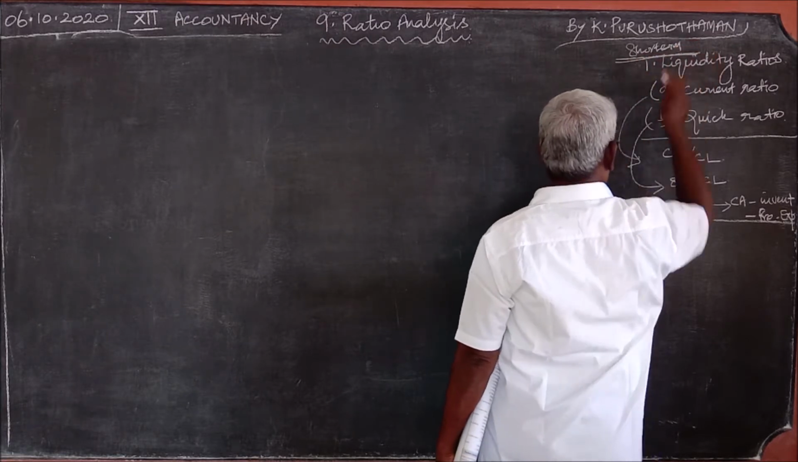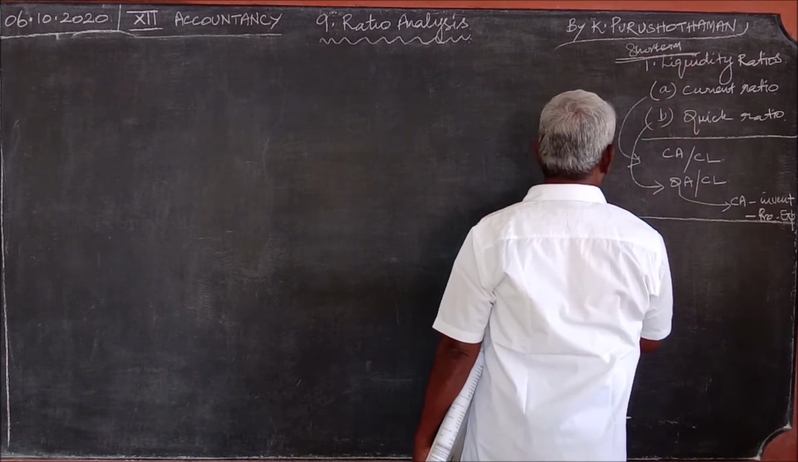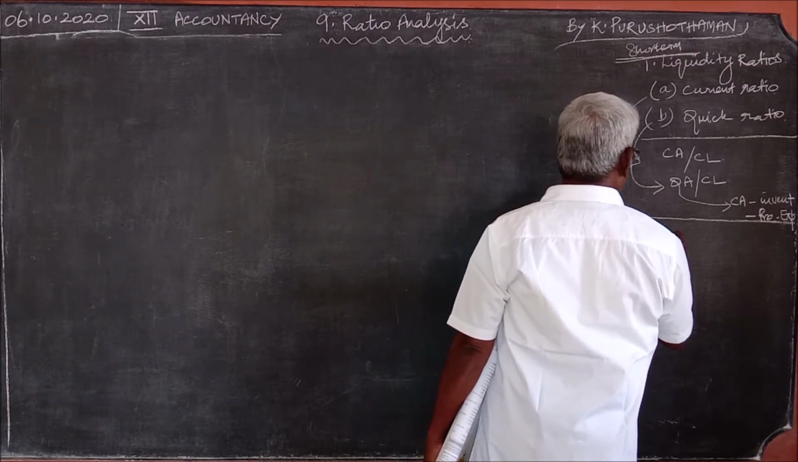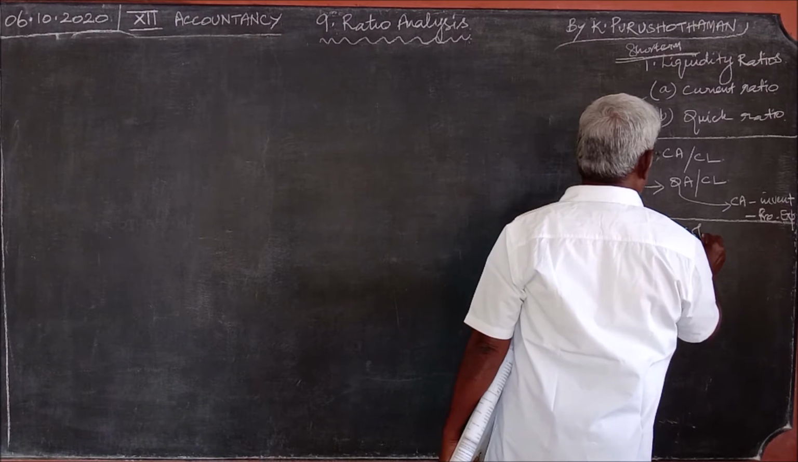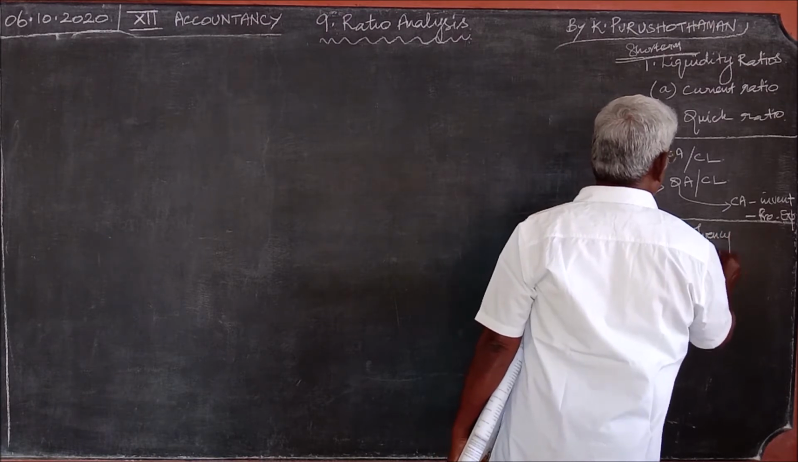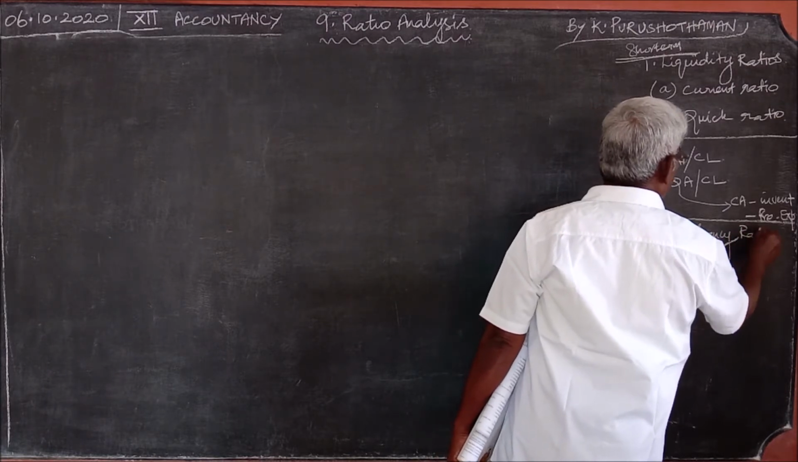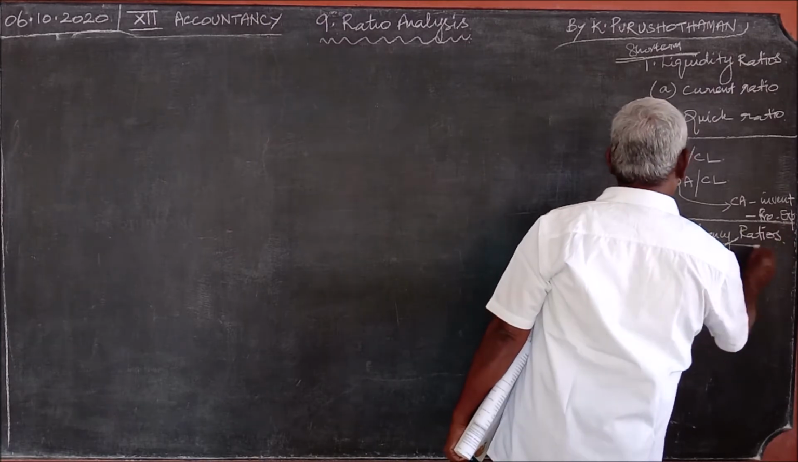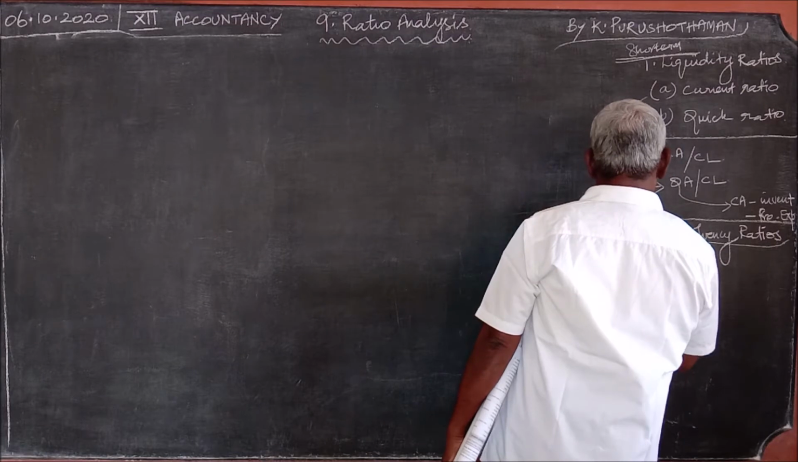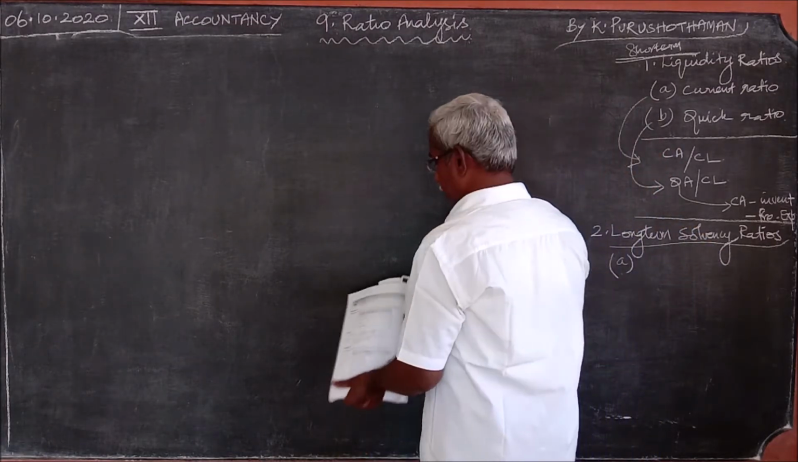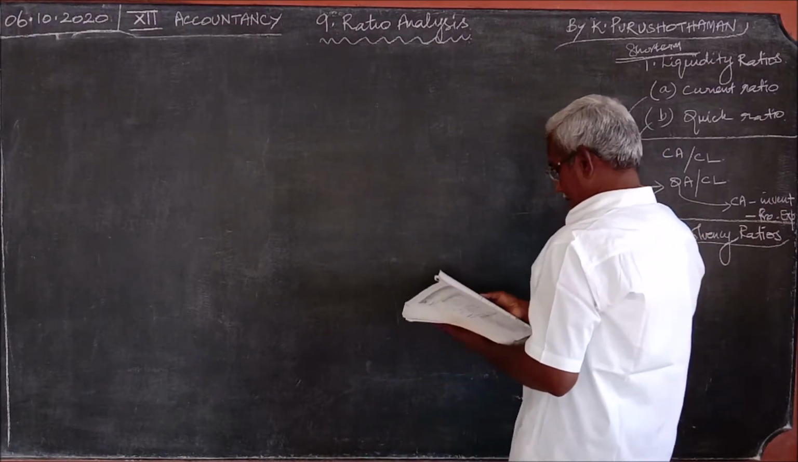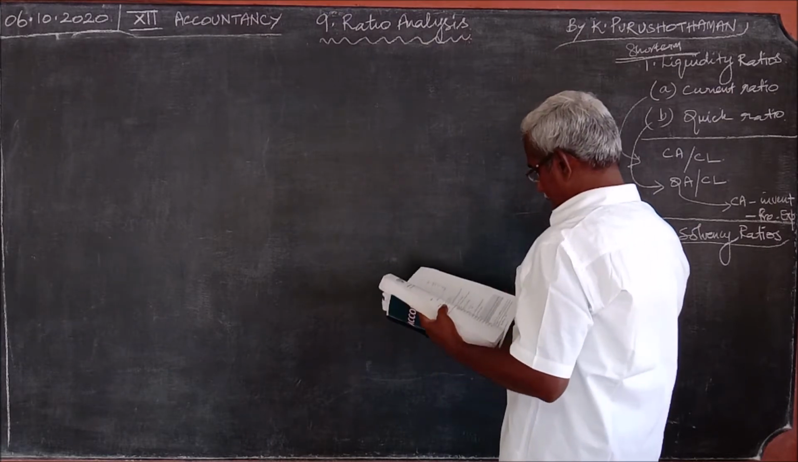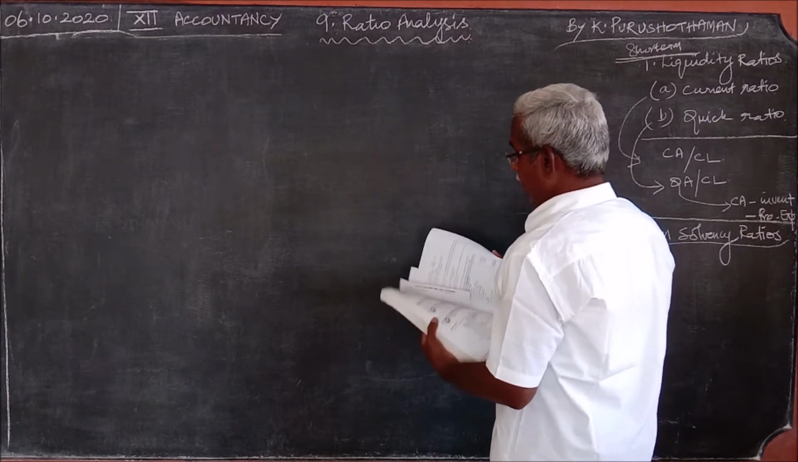Short term. Now, the second type is long term solvency ratios. In long-term solvency ratios, first we are going to see the debt equity ratio.